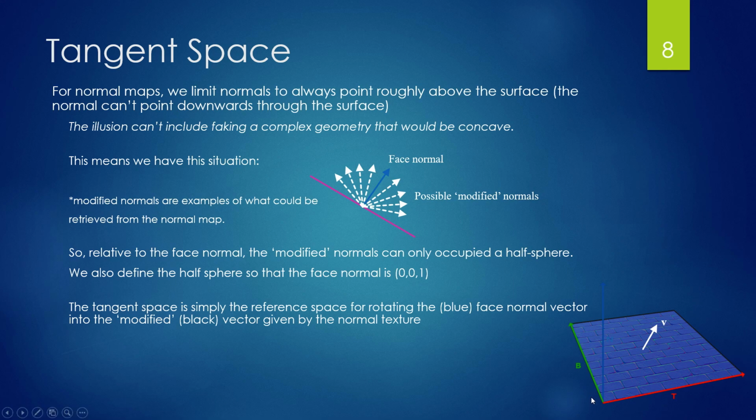We have these three vectors here. The tangent vector runs along the x-axis, or the u, if you're thinking UV texture coordinates of the texture. The bitangent vector runs along the y-axis of the texture. And the surface normal runs along the z here.